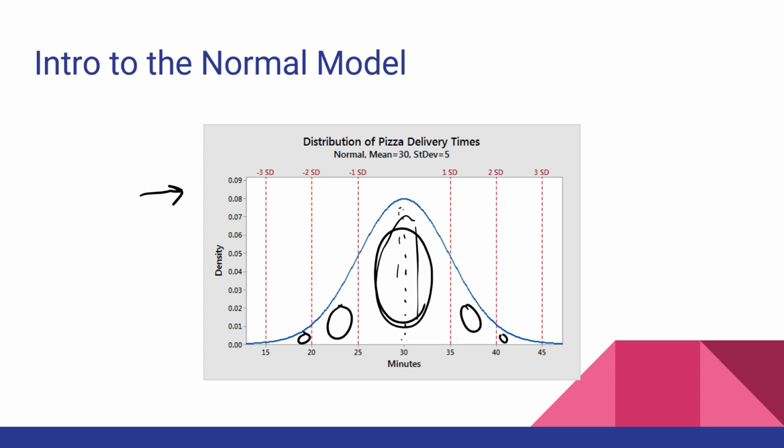It is a unimodal and symmetric model that is centered around a mean, and it's defined by the mean and the standard deviation. So the standard deviations are marked out here. Here it's 5. So 30 plus 5 is 35. This is our first standard deviation, which is labeled up here. And standard deviations are abbreviated with SD.